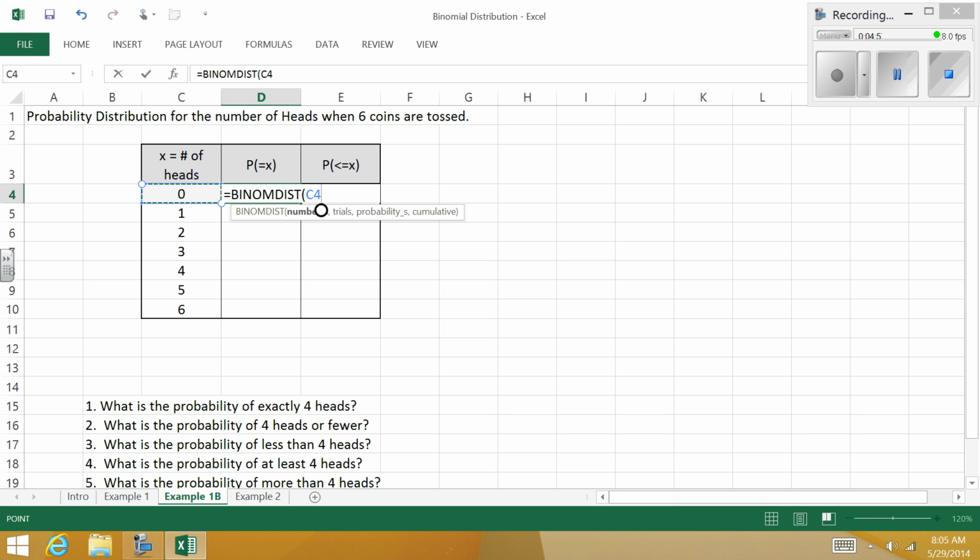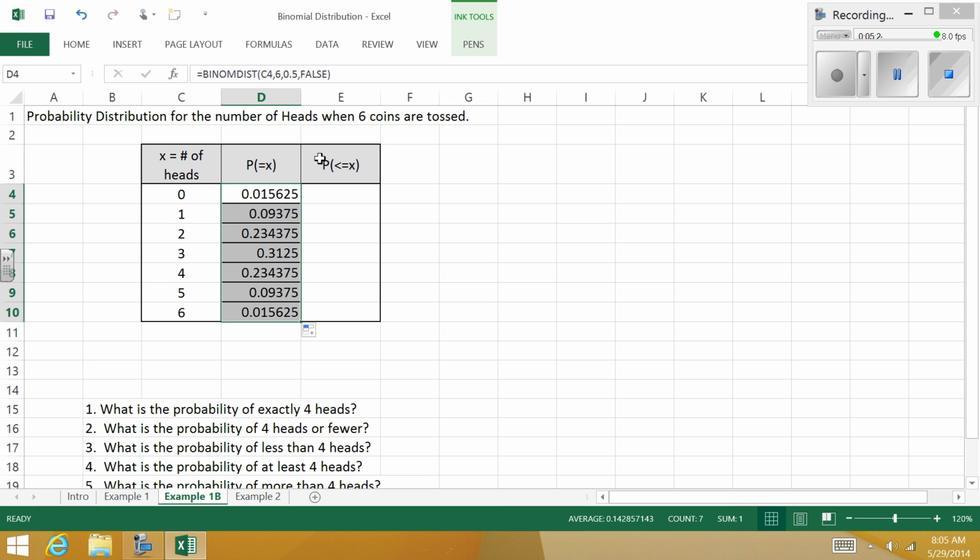So the probability of getting exactly 0 heads, I'll find with the binomial distribution. And we'll just use C4 here, and then we can copy our function down. 6 heads for the number of trials. 0.5 or 1/2 for the probability of getting a head in any one outcome of that trial. And then the word false, because we want the probability of exactly 0 heads, exactly 1 head, etc. And then if we copy this down, we get our whole probability distribution.